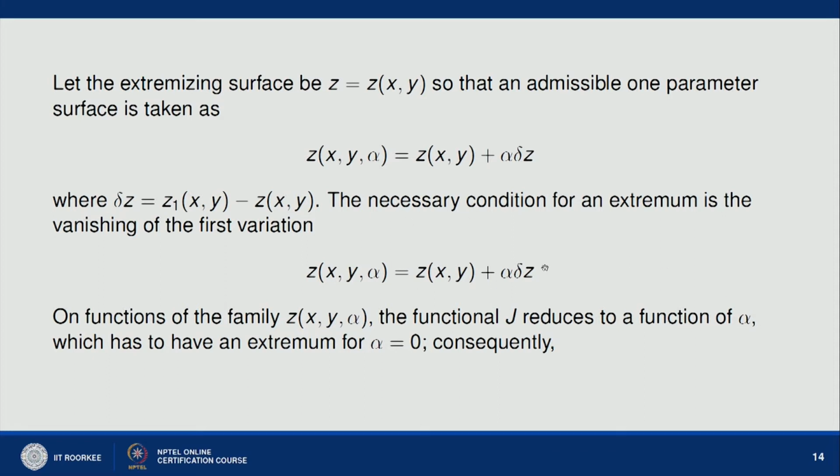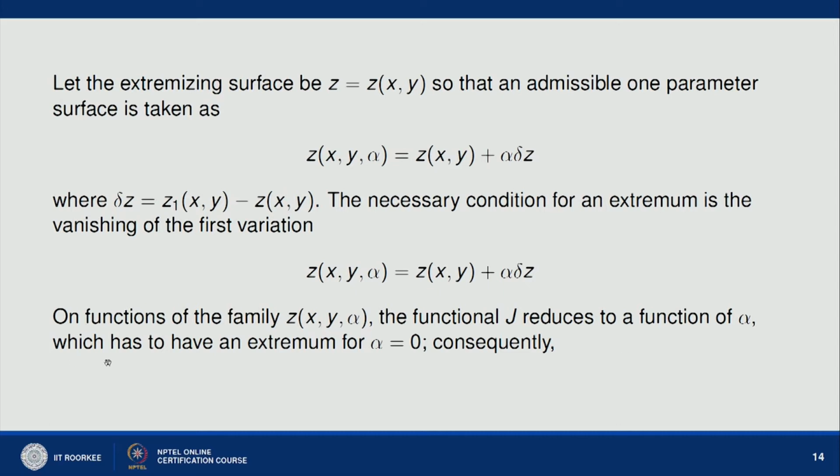So here delta z is fixed, z(x,y) is already given as the extremizing surface. Delta z is fixed because z1 is arbitrary, but once it is taken, it is fixed. So the only varying quantity is your alpha. So you can say that z(x,y,alpha) is nothing but a function of alpha, and hence your functional reduces to a function of alpha.